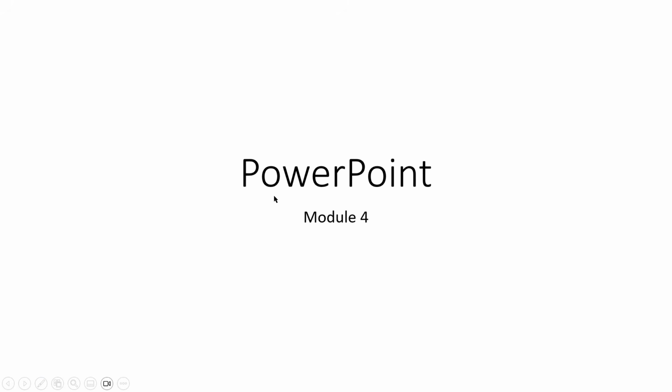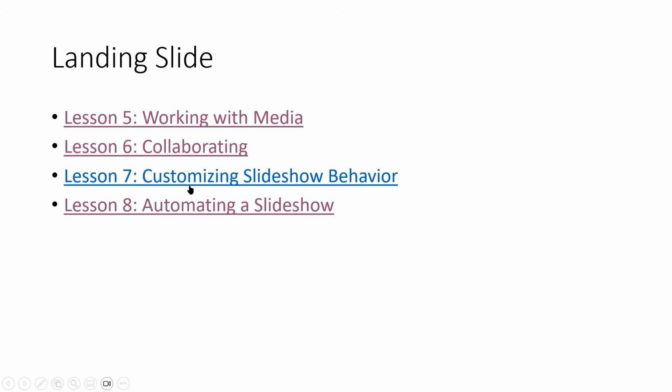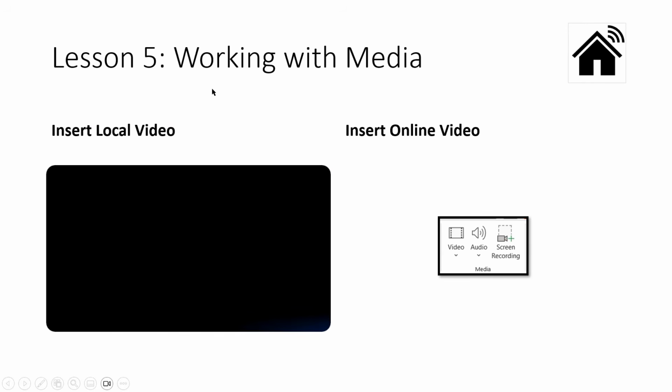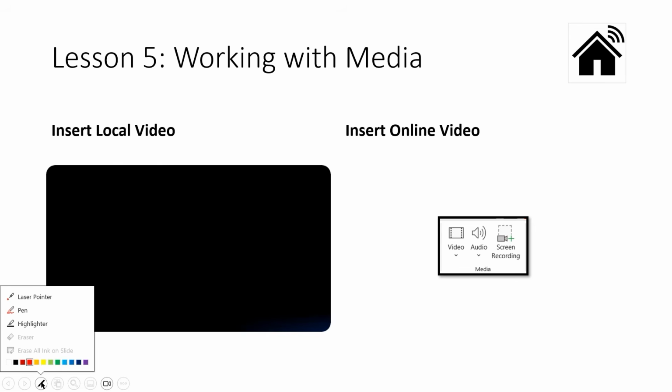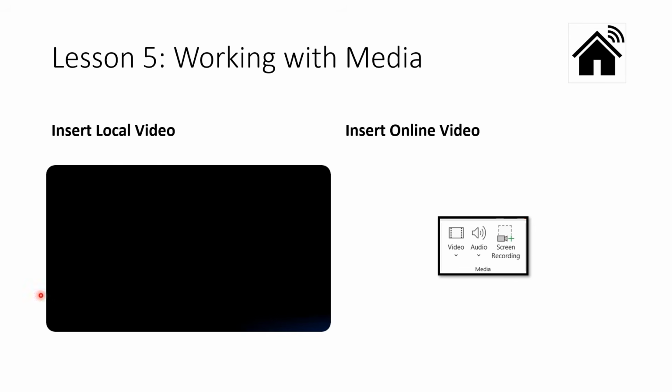So here's my slideshow. I'll go ahead and head on over to my next slide here just by clicking. And so here's my landing slide. I'll just go to lesson 5 here. And here's lesson 5. Now on the bottom, we have some kind of grayed out tools. So we can go to the last slide, we can go to the next slide. Here are the pen tools down here. So if I click here, I can either choose my laser pointer.